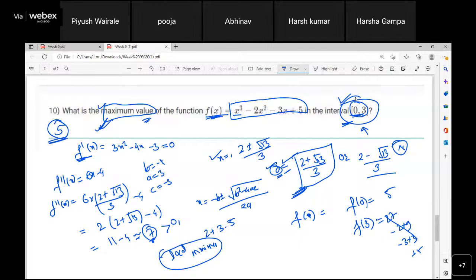Yeah, correct. It will have the local minima because our f double dash of a is greater than 0, right? So we have to find the maximum value, so we have to check the boundary points also. Here there are two global maximas, right? f of 0 is also 5, f of 3 is also 5. But the maximum value is 5 only for both the cases.